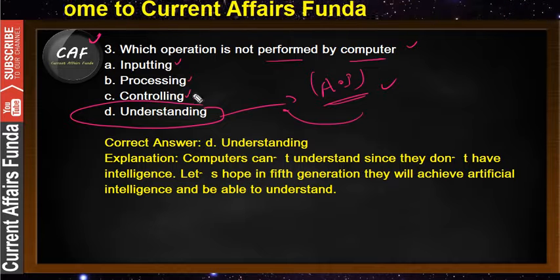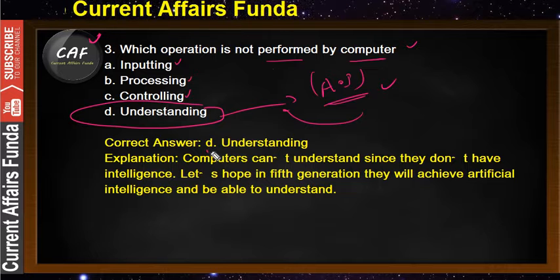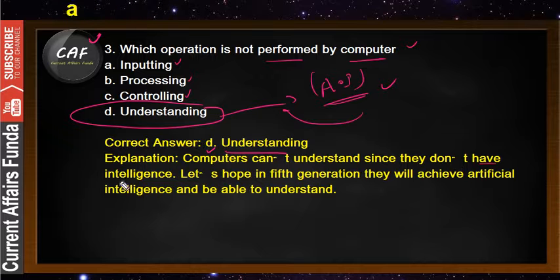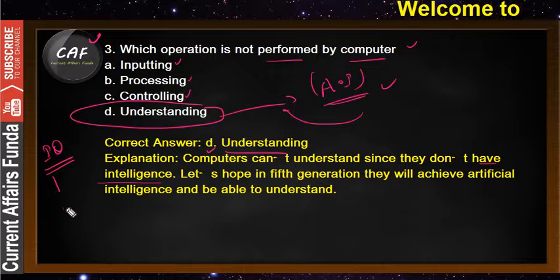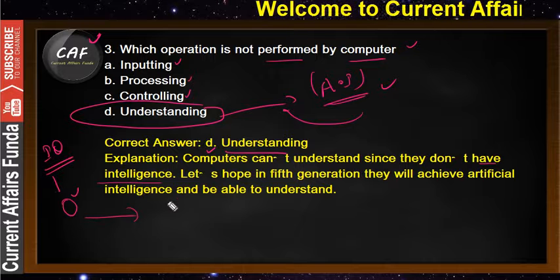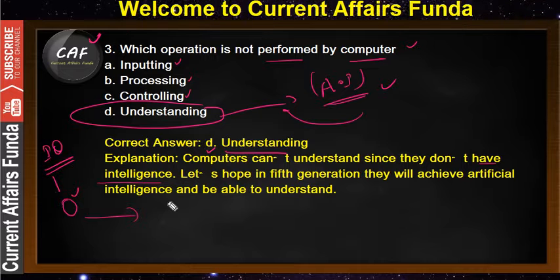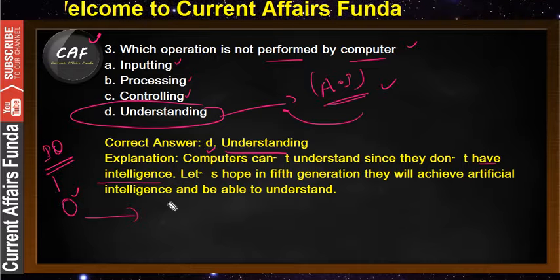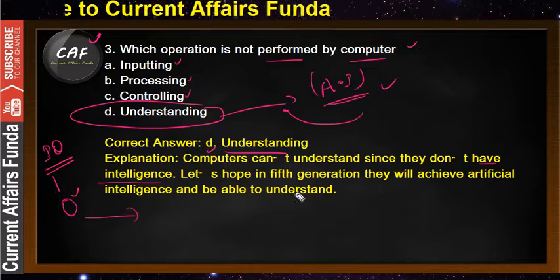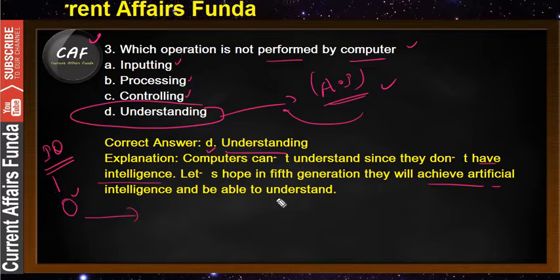Okay, so guys, the correct answer, that is understanding. Explanation: computers cannot understand since they don't have intelligence. Their IQ is 0. If anyone is asking what is the IQ of a computer, that will be 0. Let's hope the fifth generation will achieve artificial intelligence and will be able to understand.